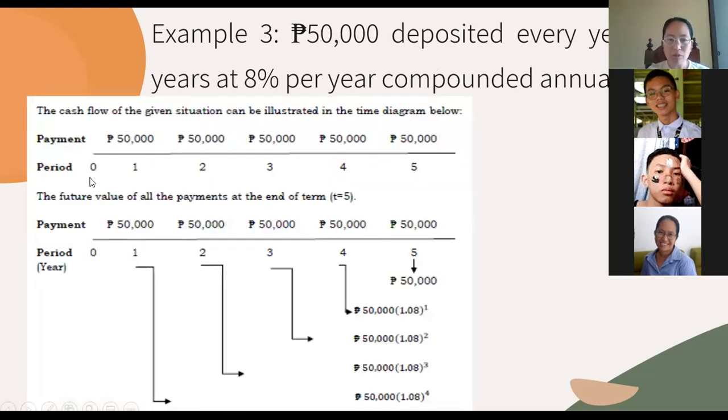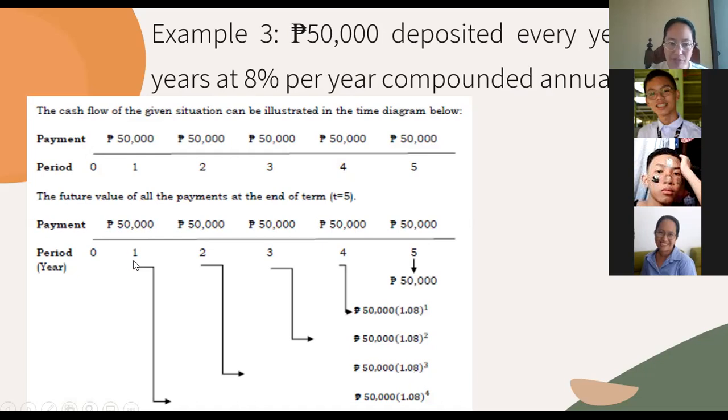And kung ilalagay natin siya sa timeline, since siya ay 5 years daw po, hanggang 5 years, and then the payment that you have to make every year is 50,000 pesos. So to find the future value, diagram natin, okay? So since ang sabi, the payments is 50,000 and the interest is 0.08, di ba? So kung matatandaan niyo doon sa formula, meron tayong parenthesis na 1 plus R. Kaya siya naging 1.08.